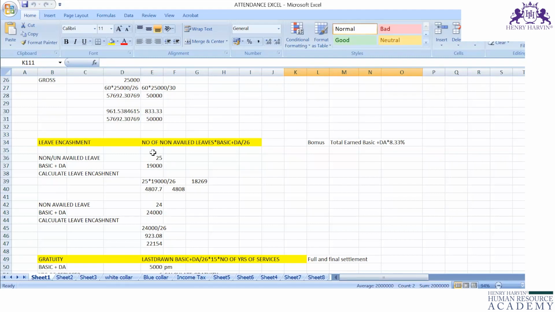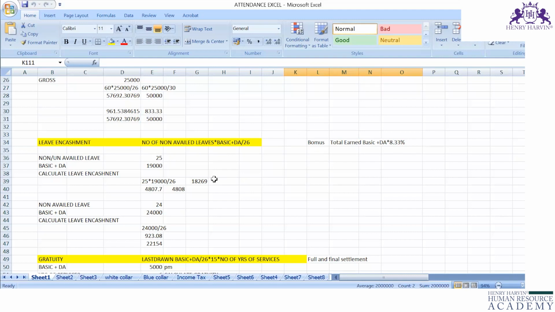And encashing that sick leave or casual leave is also the choice of the organization. Some organizations will encash sick leave and earned leave. Some organizations will encash only the earned leave. So that is also the policy of the organization, which leave they have to give encashment for. But every organization will give earned leave as an encashment.